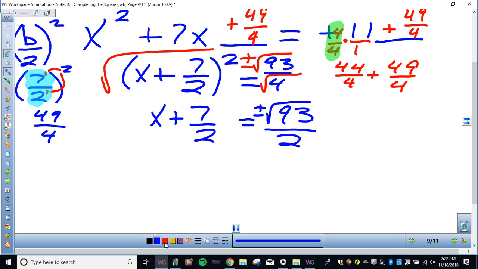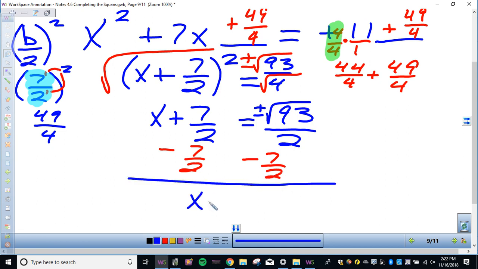And then the very last step is just to subtract 7 halves from both sides. And we get x equals negative 7 halves plus or minus square root of 93 over 2. So easy.